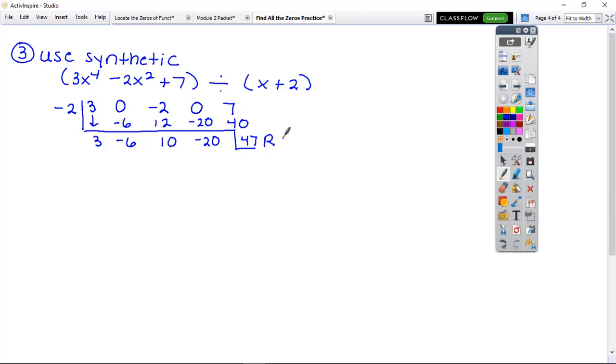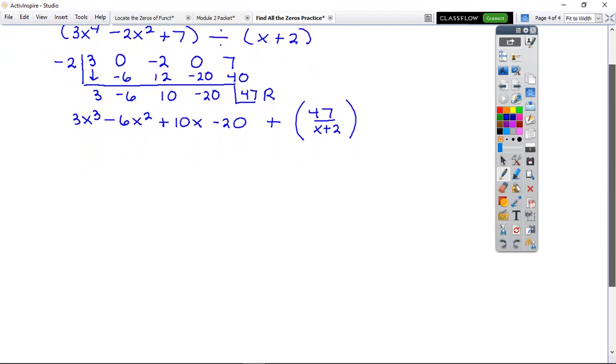You took a quartic function and divided it once, which results in a cubic. So my answer is 3x cubed minus 6x squared plus 10x minus 20 plus 47 over my divisor, x plus 2. I like to do this just to distinguish that remainder. And keep it nice and clean.